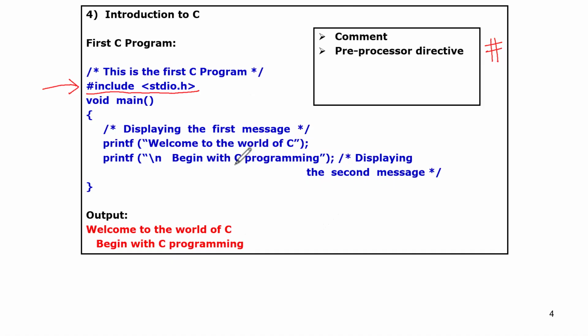Now, why exactly it is written, that we'll cover in the subsequent chapters. For time being, please understand one thing. This stdio.h which you see over here stands for standard input output header file. I repeat, it stands for standard input output header file. Now, what is the header file? What it does, what it stores, that we'll see later on.